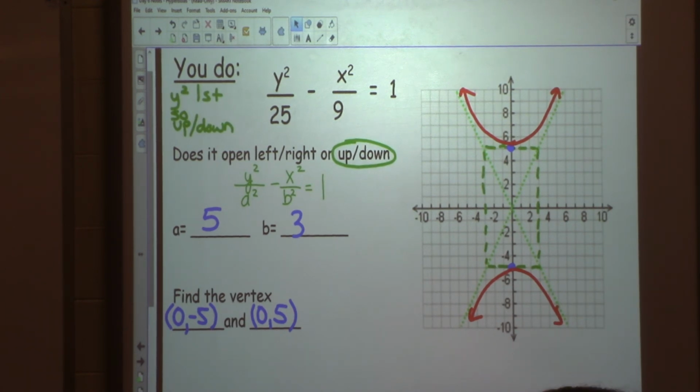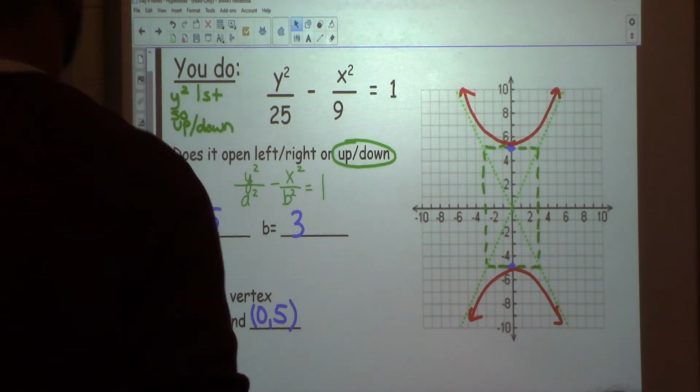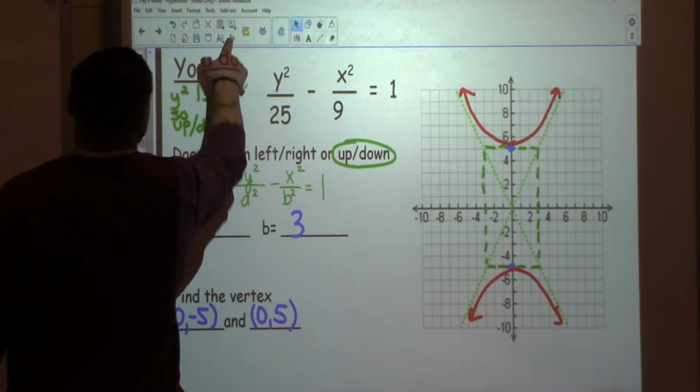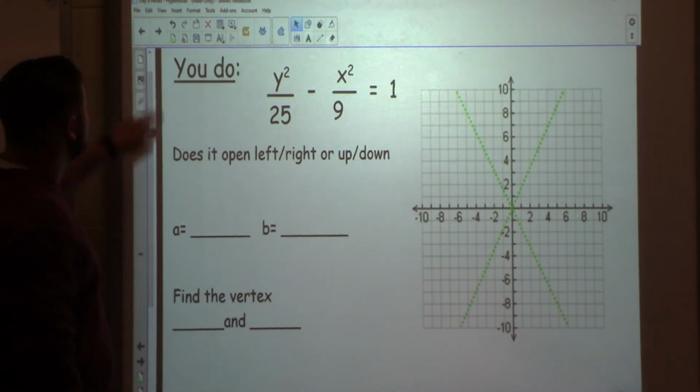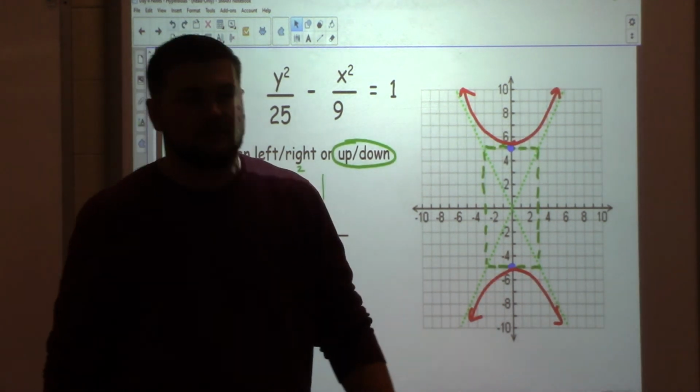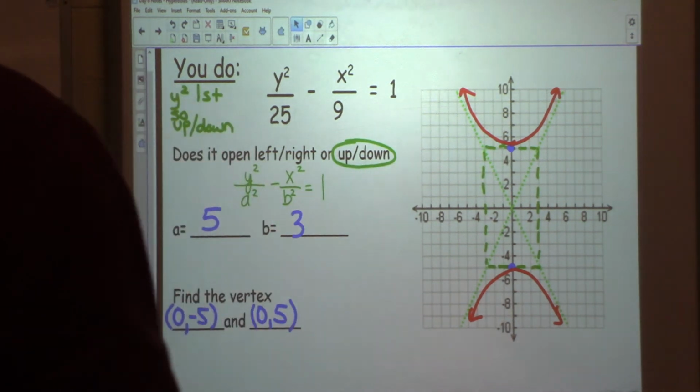Well, if we wanted to do it together, we would just erase it. There's a button there, I can erase something. One second, AJ. What's up, AJ? Quit hitting each other. I'm gonna hit you.